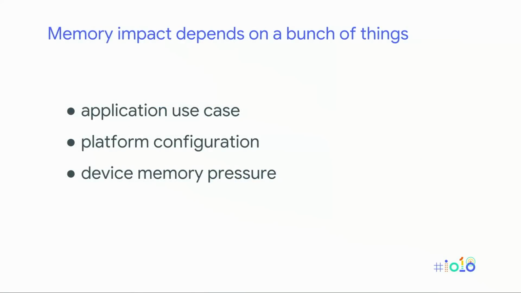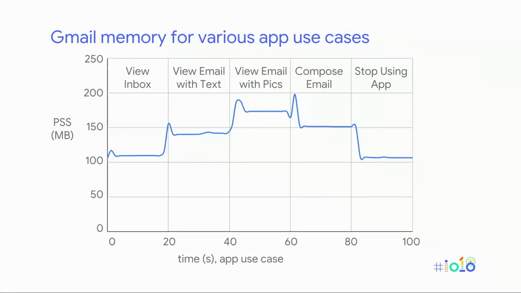But in practice, that's far from the case, because an application's memory impact depends on a whole bunch of different things, such as the application use case, the platform configuration, and device memory pressure. And so this is important to be aware of when you're testing your application's memory, perhaps testing for regressions or to see if an optimization is working, to make sure that you're testing the application use case you care about, and you're controlling all of the other parameters so that you're doing a proper apples-to-apples comparison. Let me go into a little bit more detail.